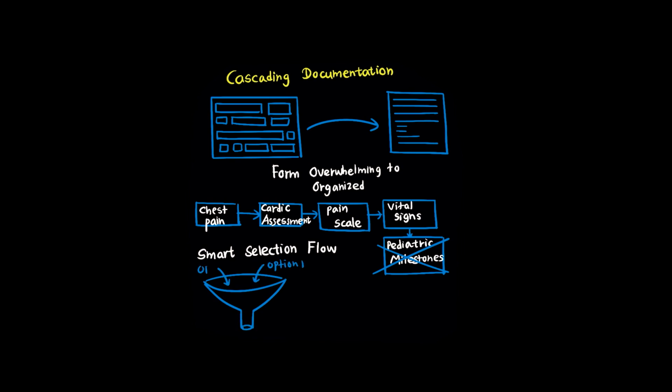The key advantage is reducing those overwhelming data entry fields. Nurses aren't scrolling through irrelevant options or getting lost in massive forms. Each selection narrows down the next set of choices, making information easier to locate and document. It's about workflow intelligence, presenting exactly what you need when you need it.